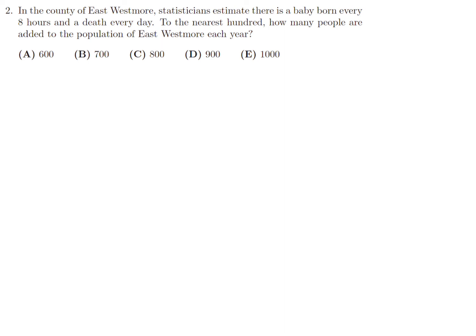In the county of East Westmore, statisticians estimate there is a baby born every 8 hours and a death every day. To the nearest 100, how many people are added to the population of East Westmore each year? Well, 365 days in a year, and each day 3 babies are born, right? Every 8 hours, 24 hours in a day. So this is the number of births in 1 year.